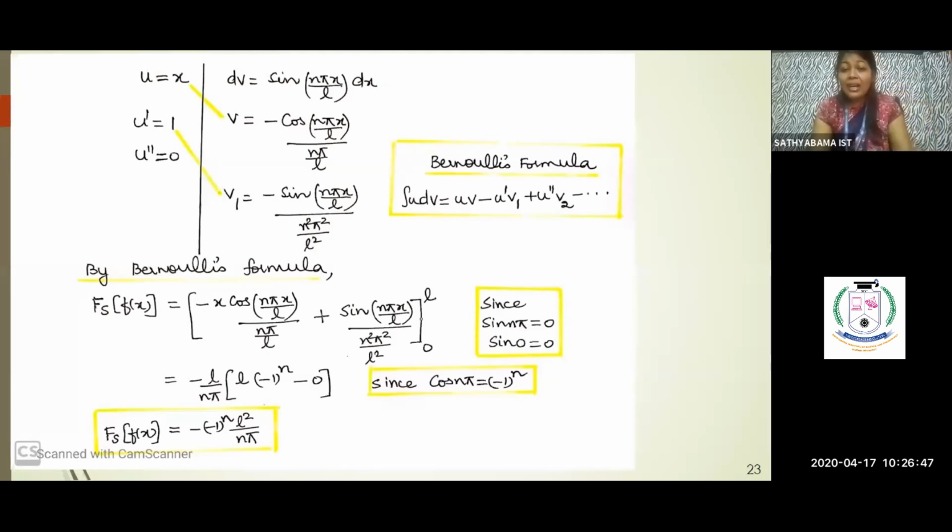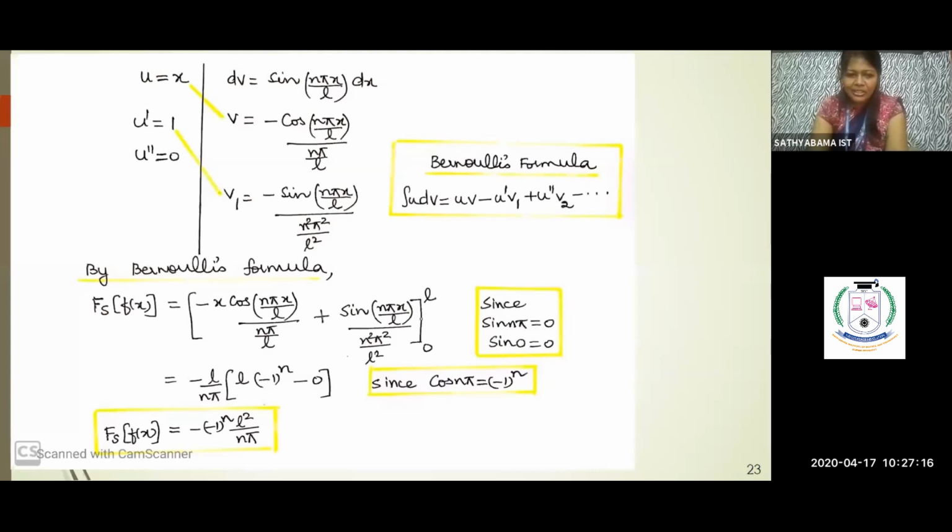And what is V1? V1 is integral of V. So what is integral of minus cos? It is minus sine, okay, divided by another n pi by L. I already have n pi by L. So now I will get n square pi square by L square. Okay. Now simply I've used Bernoulli's formula. Okay. So what is the formula? U into V. See, I've highlighted U into V minus U dash into V1. Simply multiply. So that's how I get this step. Okay. Between the limits 0 to L.